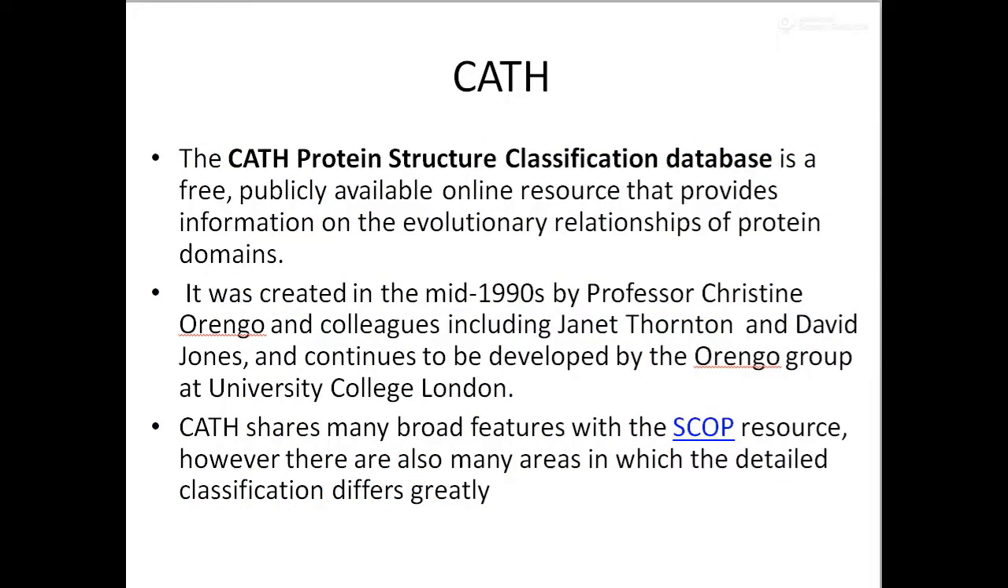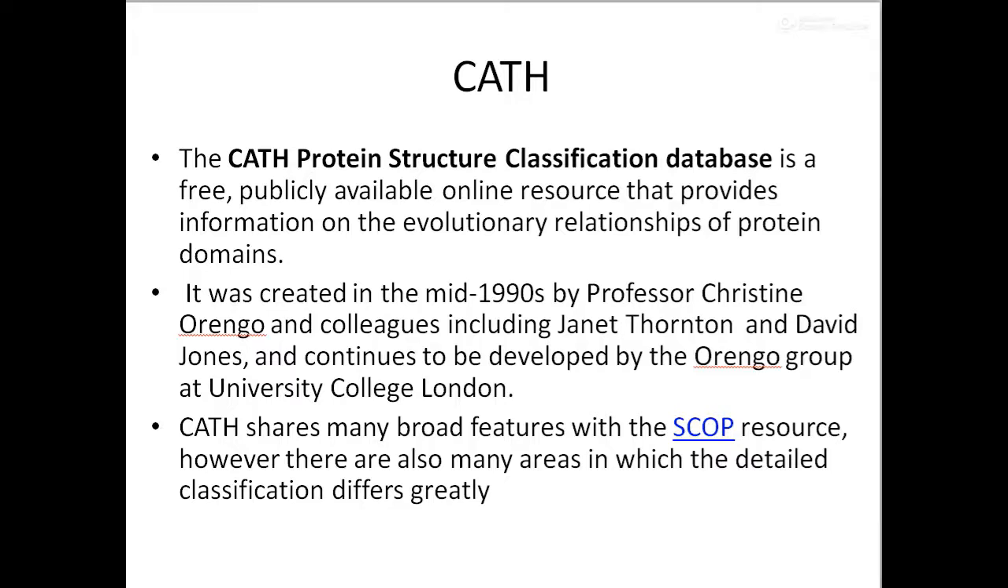That is CATH, the protein structure classification database, which is a free, publicly available online resource that provides information on the evolutionary relationships of protein domains. This was created in the mid 1990s by Professor Christine Orengo and her colleagues, including Janet Thornton and David Jones, and it continues to be developed by the Orengo Group at University College London.